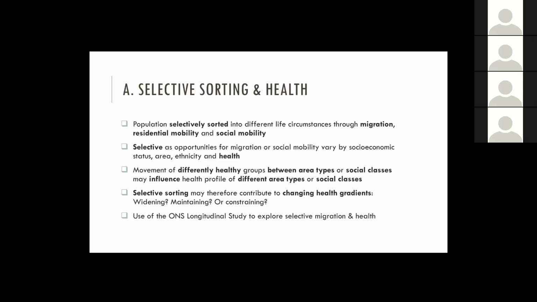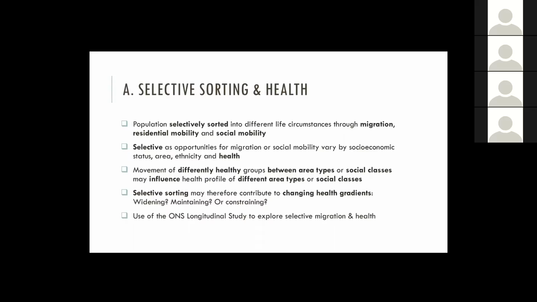However, there are some problems with the analytical approach employed in that work, which meant that we were comparing the health of the wrong groups. We were looking at the health of people moving into social classes and comparing that with the health of the people already in those social classes. And that's not really what we want to be looking at when we're trying to establish whether or not the movement of differently healthy groups will contribute in a negative way, so widening or just maintaining the status quo.